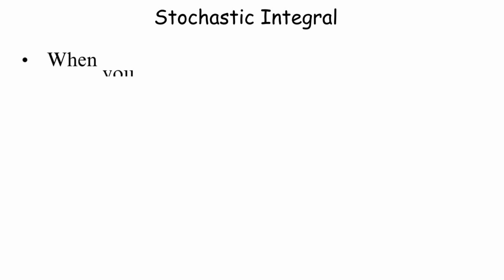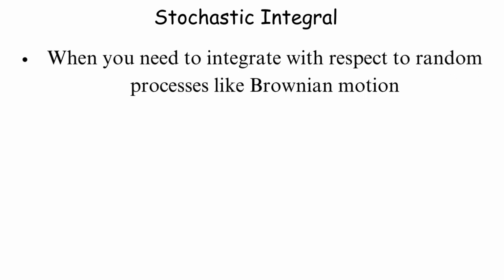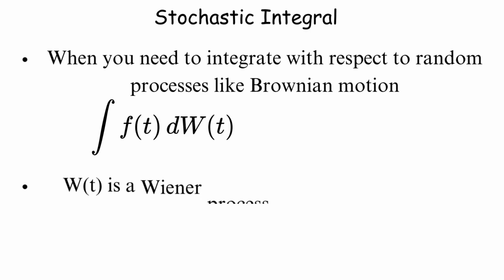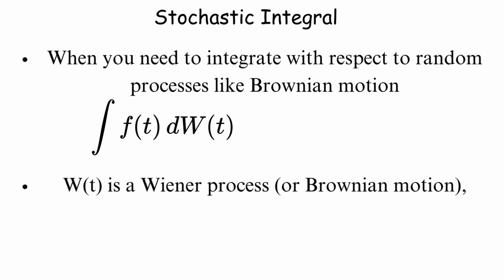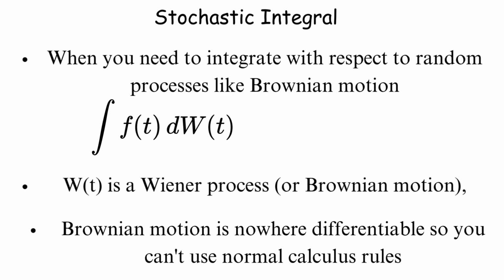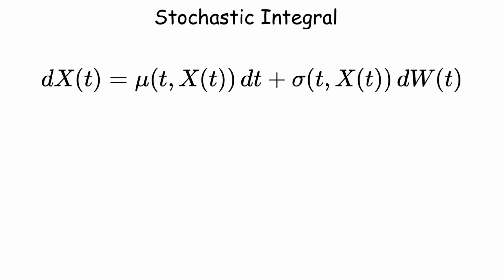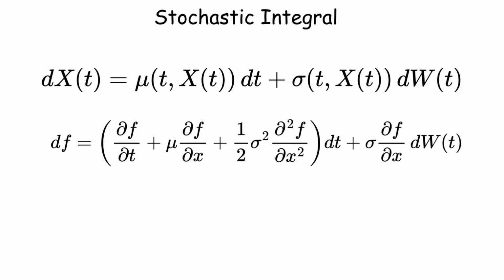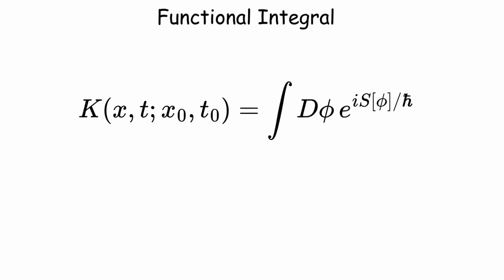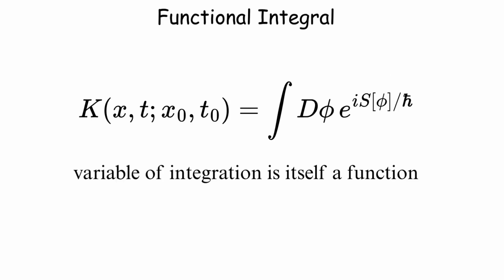Stochastic integral. This is used when you need to integrate with respect to random processes like Brownian motion instead of regular variables. So you get the integral of f dW, where W of t is a Wiener process, which is basically mathematical white noise. But here's the problem. Brownian motion is nowhere differentiable, so you can't use normal calculus rules. Instead, you need Ito calculus, where even the chain rule gets extra correction terms because randomness doesn't behave like a normal function.